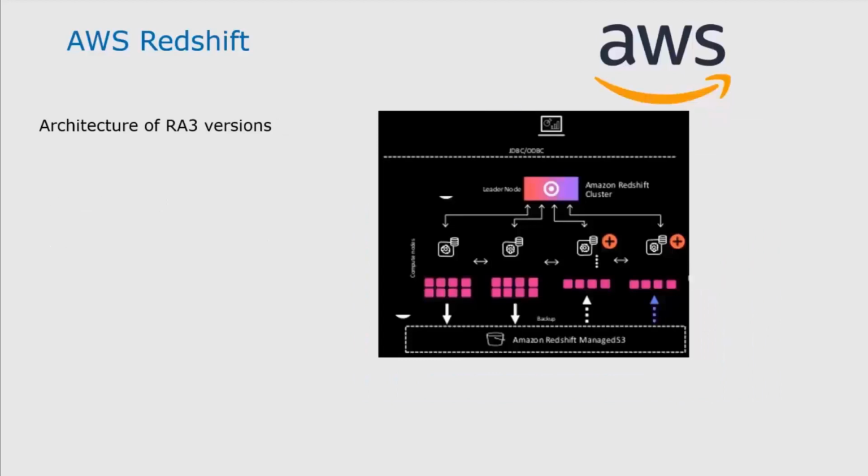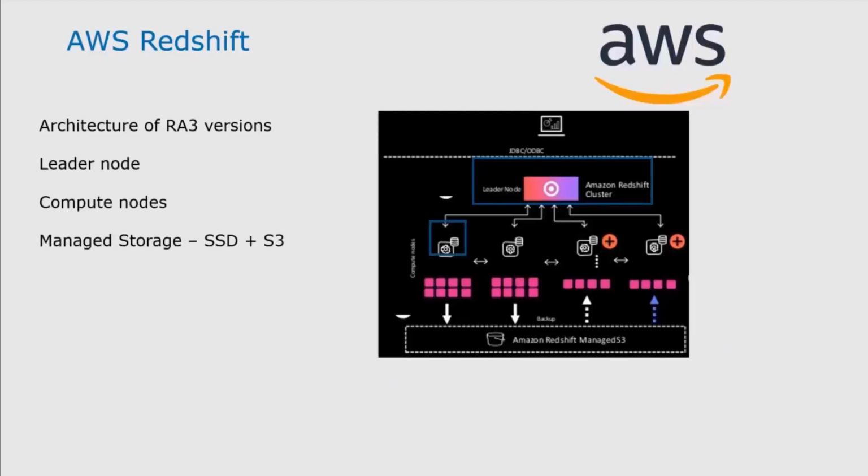The RA3 version is slightly different. It has the same leader node, but it has compute nodes separate, and then you have managed storage, and the storage is SSDs and S3. So you have your hot store, which is your SSD disks, and then they offload data into S3 buckets as a cheaper managed storage area for data that is deemed as cold.